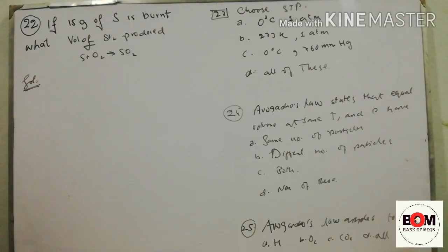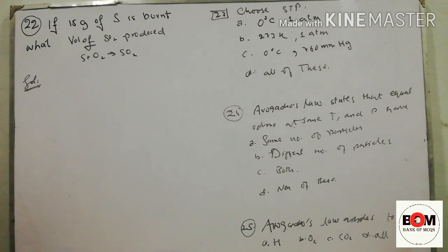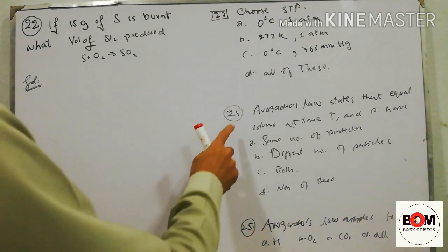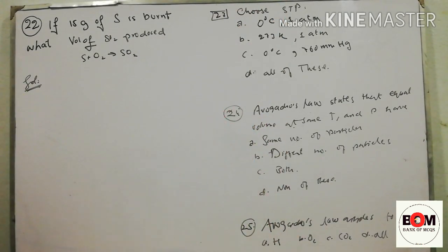MCQ number 22, but before MCQ number 22, I will go to 23, 24 and 25, because 23 is about STP, and 24 and 25 are according to Avogadro's law. So before discussing STP and Avogadro's law, I will discuss them in the shape of MCQs.